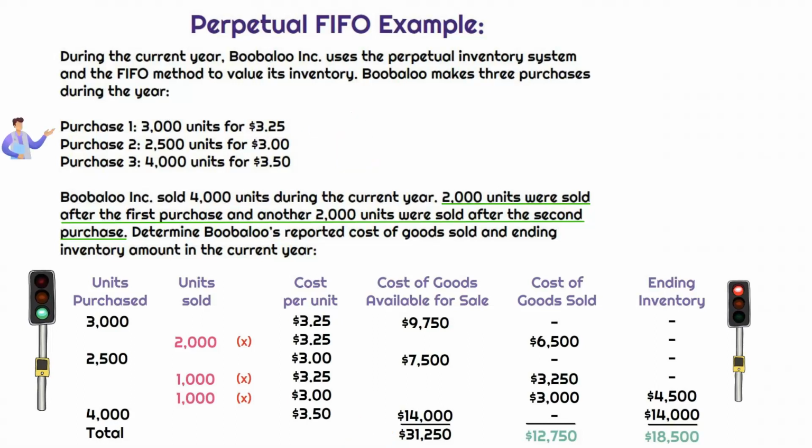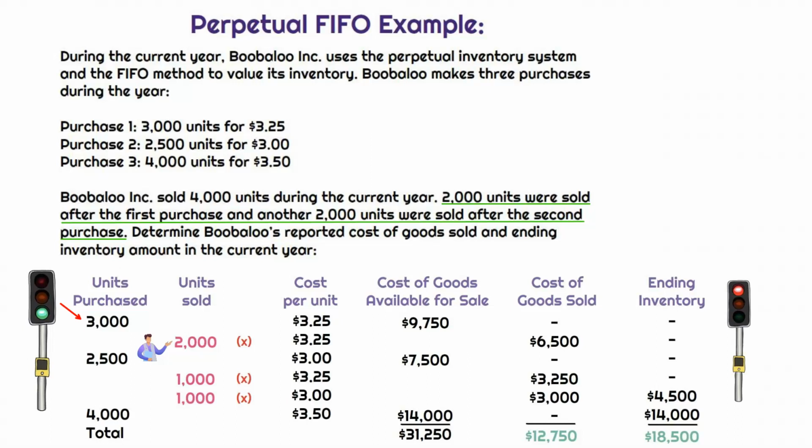So we know that the first 3,000 units were purchased at $3.25, and we know that the first 2,000 units were sold after the first purchase. So we need to stop right there, and we remember that this is perpetual FIFO. So our starting point is going to be from the beginning when valuing inventory and cost of goods sold. As of this sales date, we need to start from the first units that came in. So now we're focusing on the 3,000 units, the first units that came in.